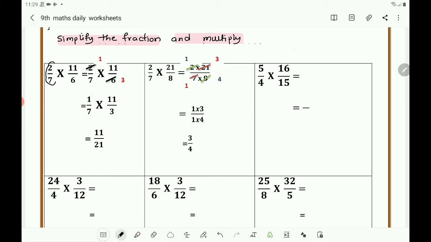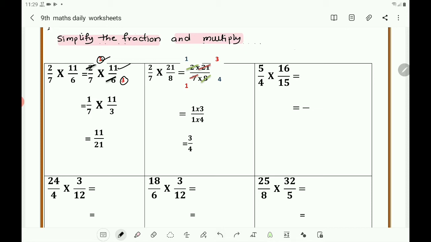Here take 2 by 7 into 11 by 6. Here you can cancel: 2 1s, 2 3s. See children, 2 1s, 2 3s. Now you multiply. The numerator is 1 into 11. This fraction becomes 1 by 7 and 11 by 6 is converted into 11 by 3 by the cancellation. So you got two fractions, 1 by 7 and 11 by 3, which are the simplified fractions.